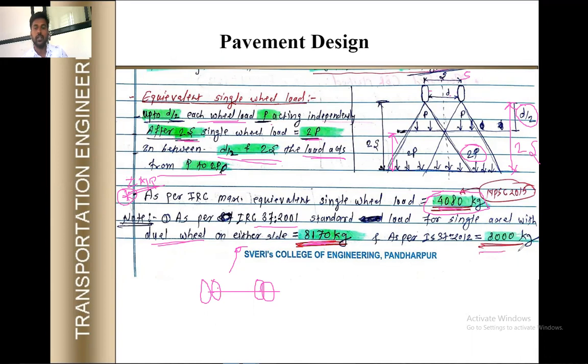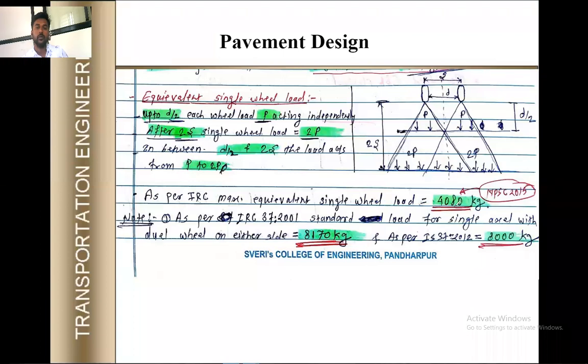Near about 8,000 kg. Please note, write down these notes. Write down this as per the IRC: the equivalent single load is 4080 kg. Write down these values. These are very important values. 4080 kg.